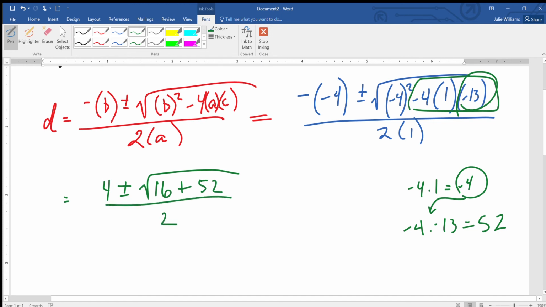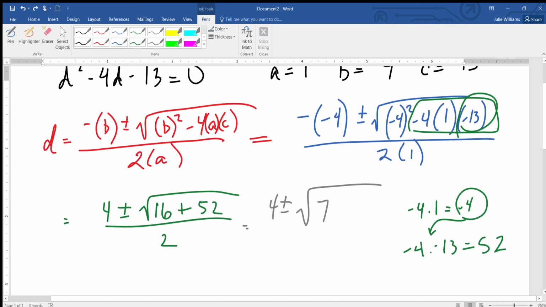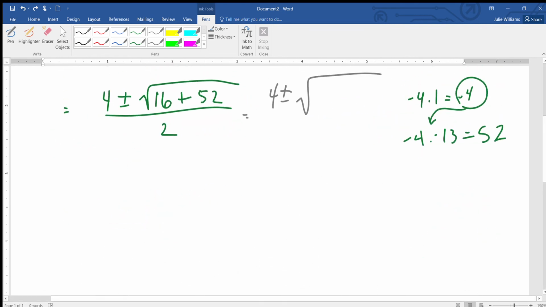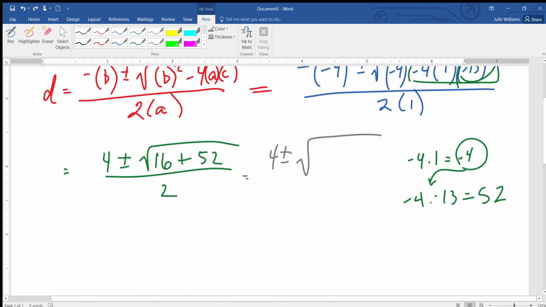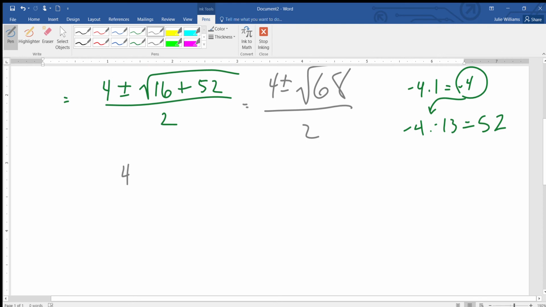I'm going to go with gray for the next step. So 4 plus or minus the square root of 78. Nope, just kidding, 68. So let's try to just undo. There we go. 68 all over 2. So I'm going to rewrite that guy. I have 4 plus or minus the square root of 68, the whole thing divided by 2.